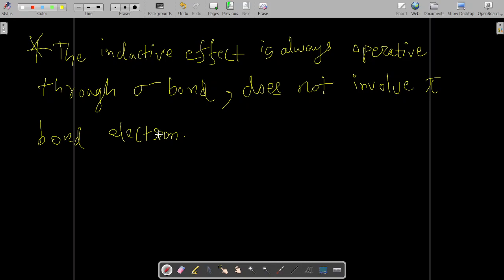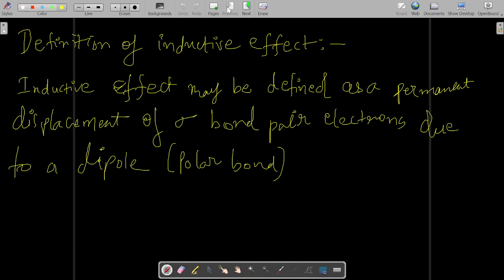GOC is going on. So let's see now the definition of inductive effect. You have already learnt what is inductive effect in the previous class. Now we will learn about the definition of inductive effect.